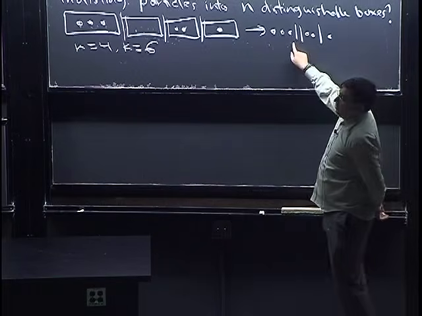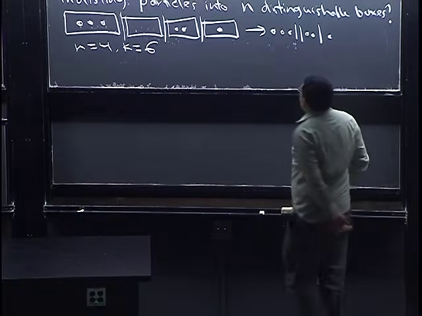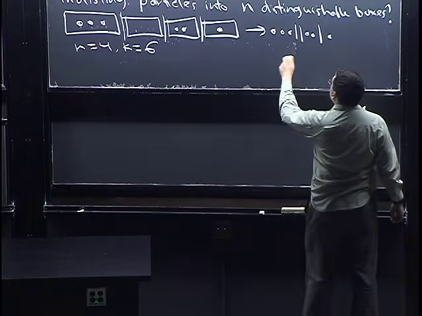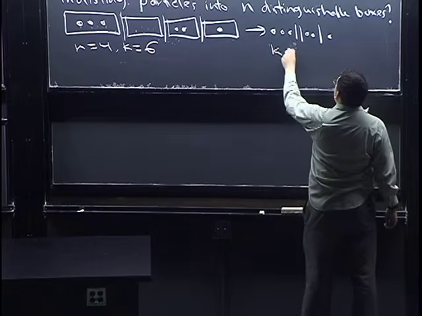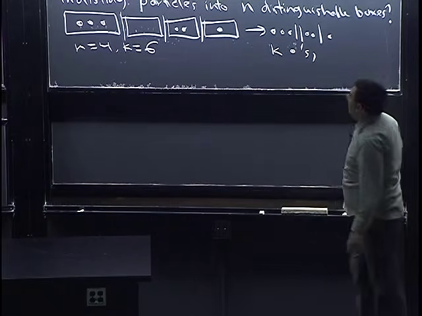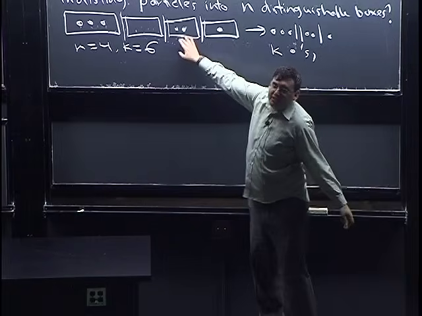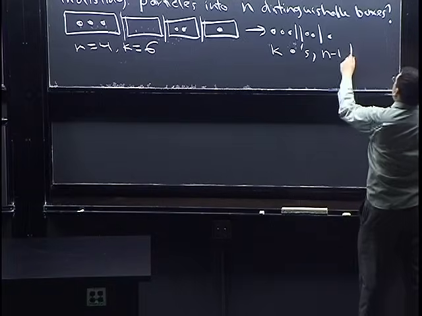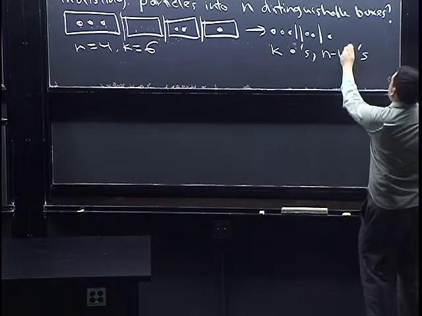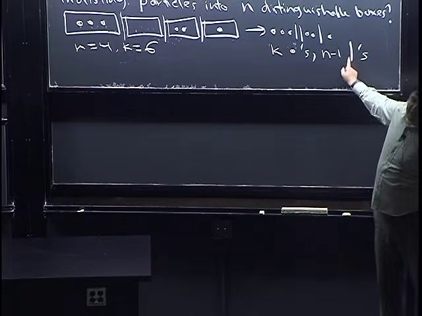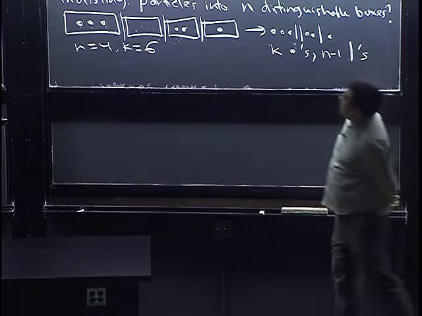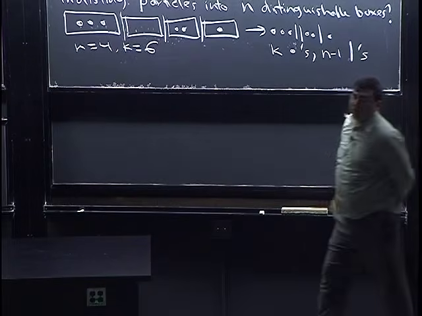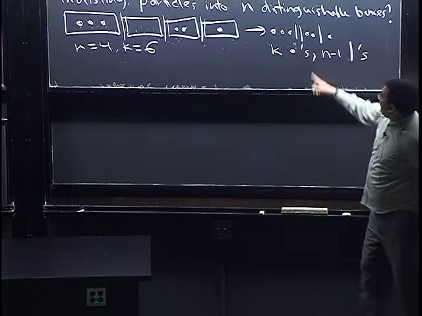Once we have this, we actually are done, because in this picture, there must be k dots, because there were k dots here, there must be k dots here, and there must be n minus 1 separators. That looks like a 1, but that's a separator symbol, right? Because if I have n boxes, then there's n minus 1 separators in between. Okay?